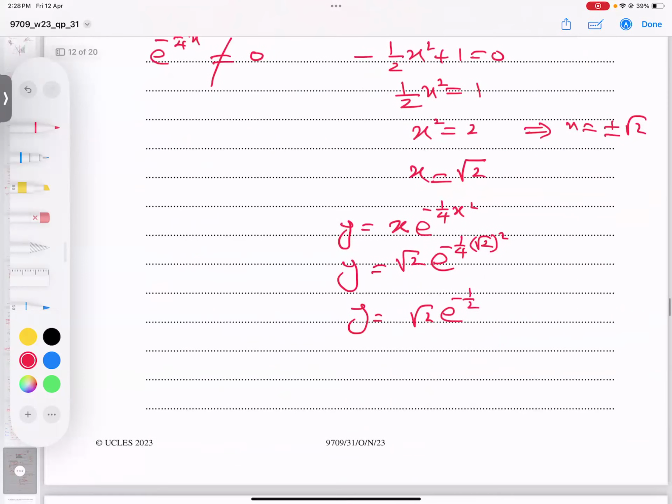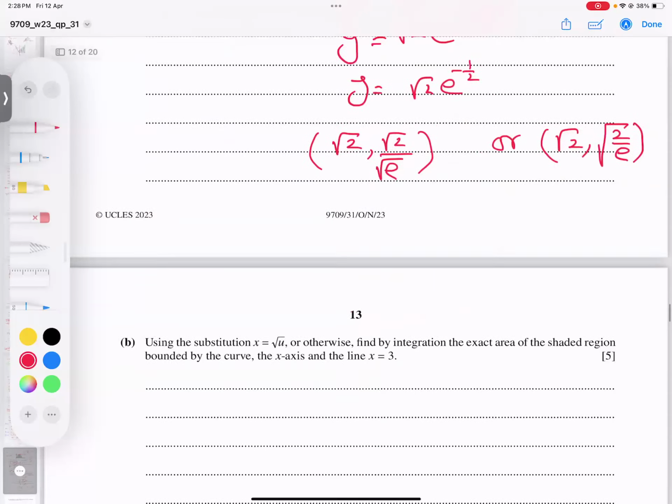I hope this idea is clear. Let me recheck. So the answer is root 2, comma, root 2 over root e. How come? Because this goes in the denominator and becomes positive half. Or you can write root 2, comma, 2 over root e. There's another option we have. I believe it is nothing hard. Let's go for the next part.